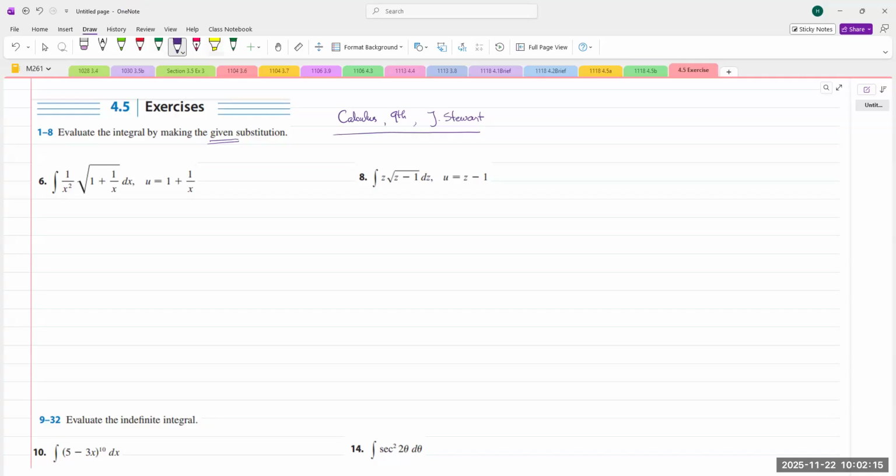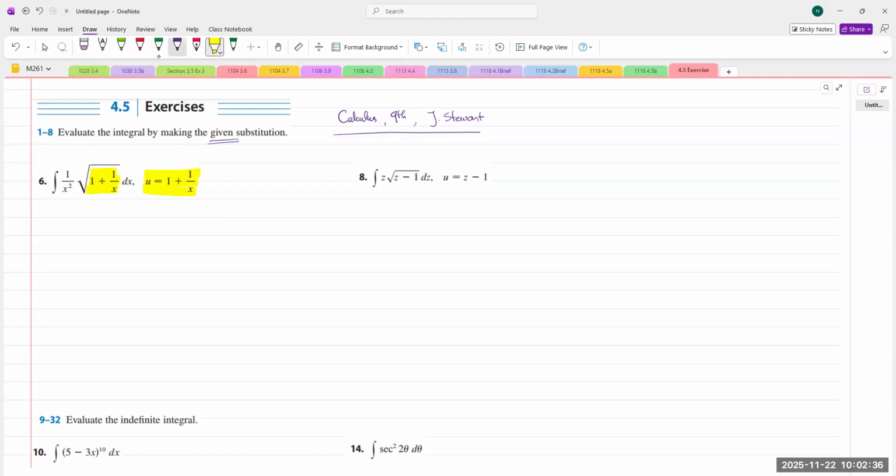Now they tell us u equals 1 plus 1 over x, which is the expression we have inside the square root. And you will see that if we have a square root with 2 terms inside, at least at this level, usually that becomes our u substitution. So that's our u here.